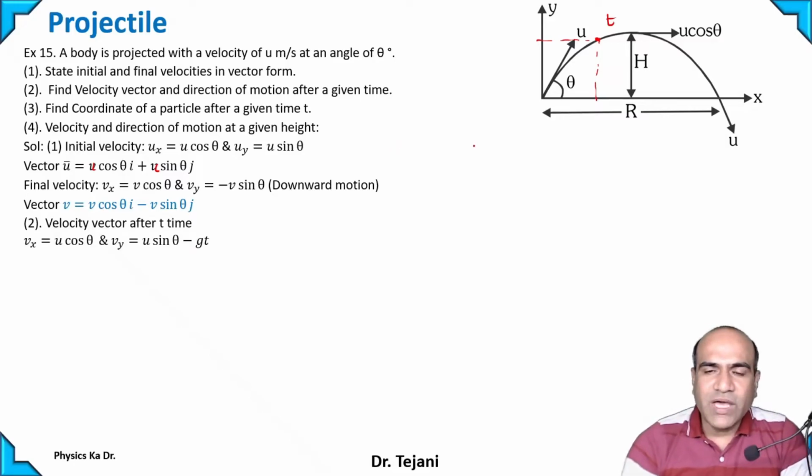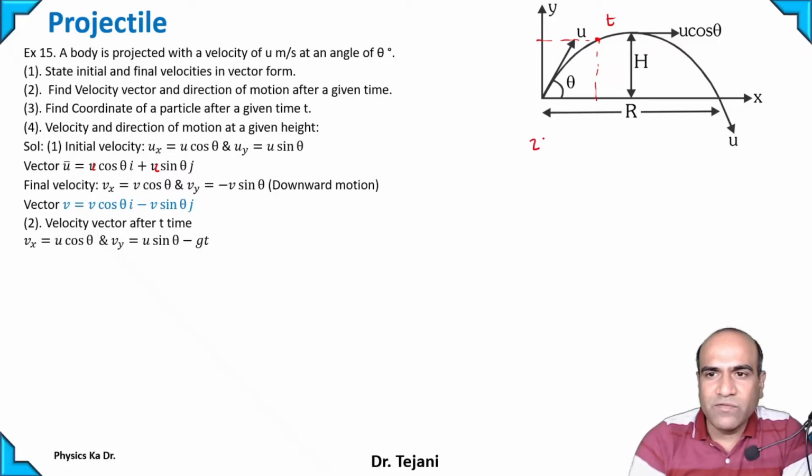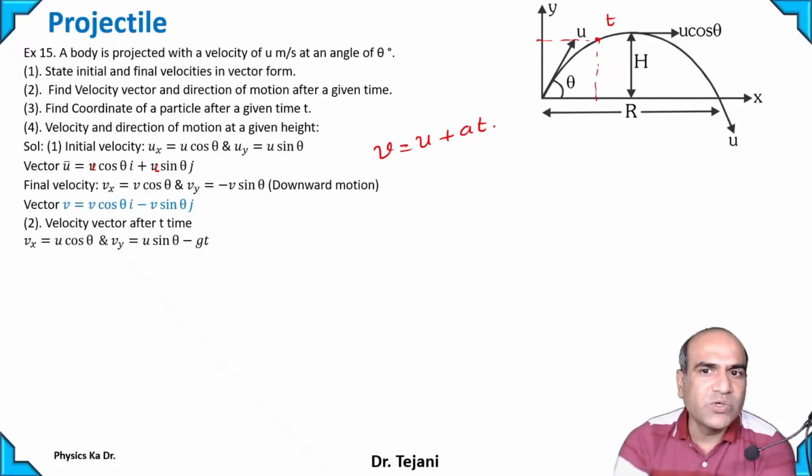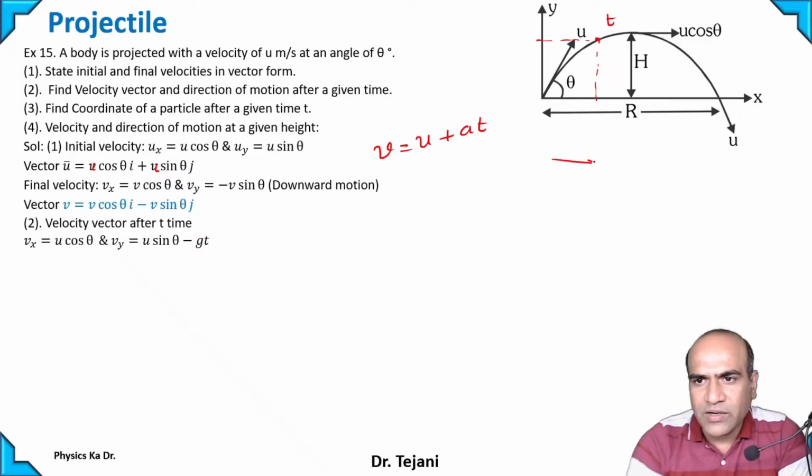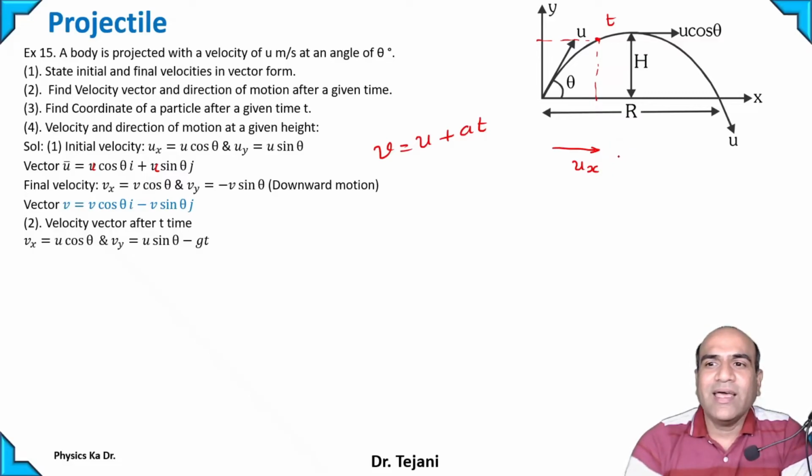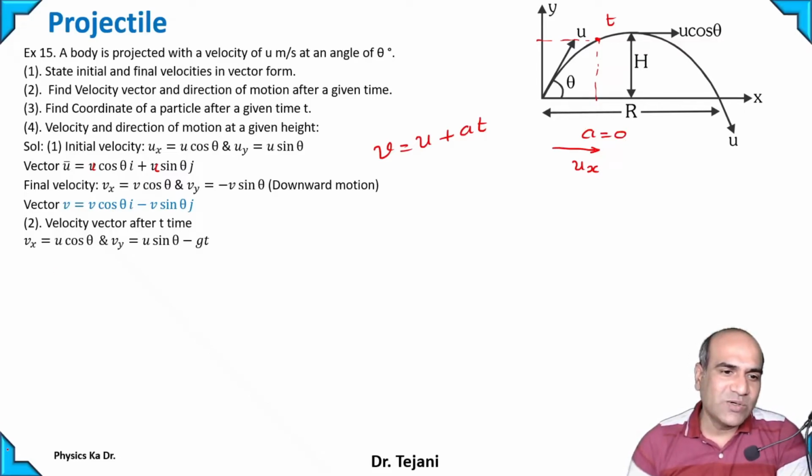So we have an equation in terms of Vx. We have the equation V is equal to U plus AT. For the horizontal component, this gives Ux, and here there is no acceleration. So acceleration is equal to 0, right? So U is not changing at all.